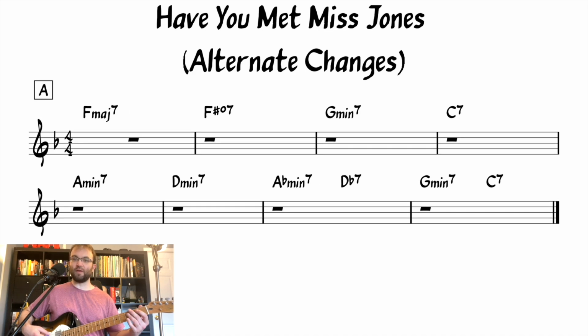But what you can do at the end there, instead of just a bar of G minor 7 and a bar of C7, you can go up a half step and do a chromatic 2-5 from a half step above, and they're 2 beats each. So A flat minor 7, D flat 7, G minor 7, C7. So if we do that in time, it would sound like this. 1, 2, 3, 4.